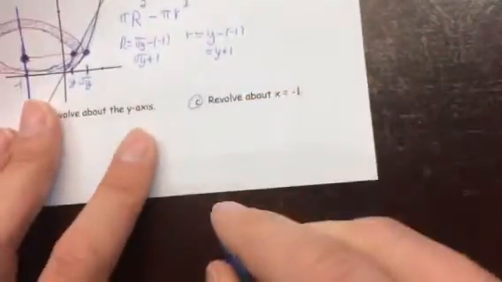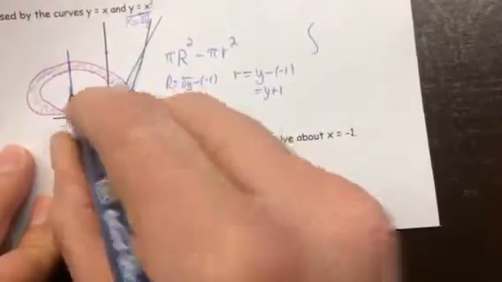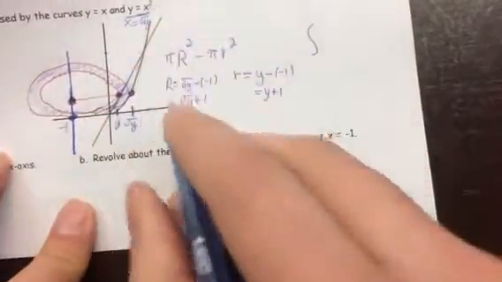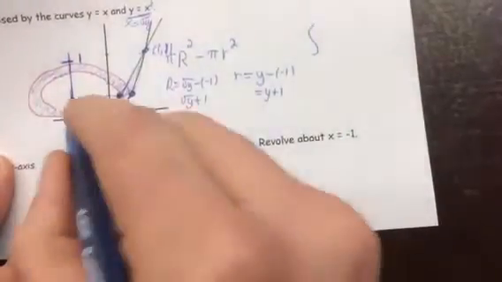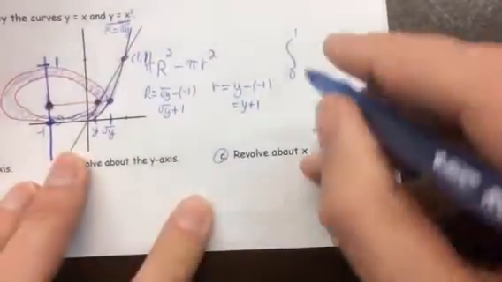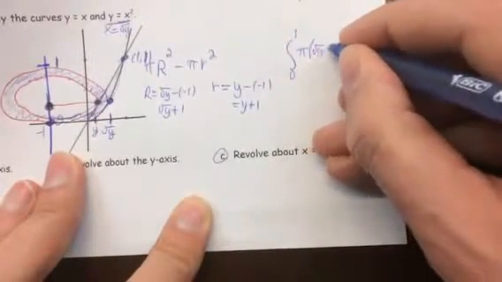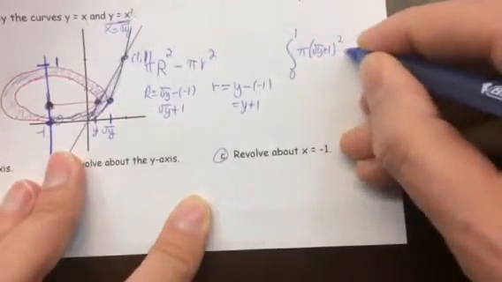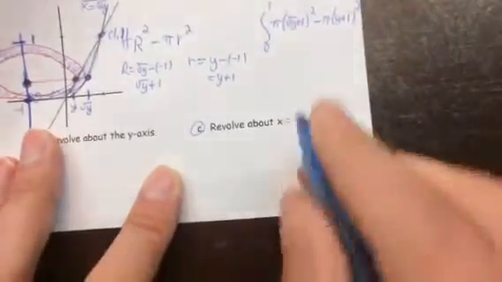So let's do our integral. It's the integral from, let's see, y is going between 0 and these intersect at 1, 1. And so the y value that they're going from is 1. So we're going from y equals 0 to 1. And what we're integrating is pi times big R, which is square root of y minus 1, plus 1 squared, minus pi times y plus 1 squared.